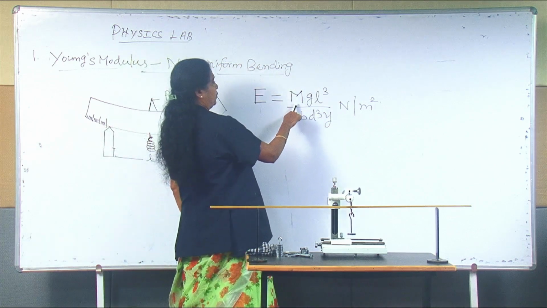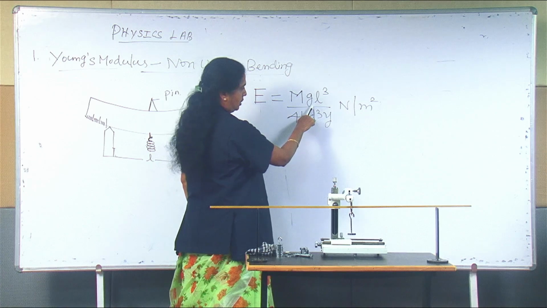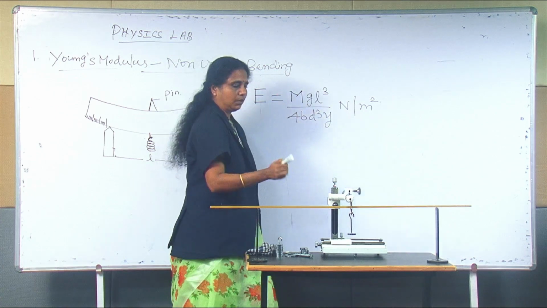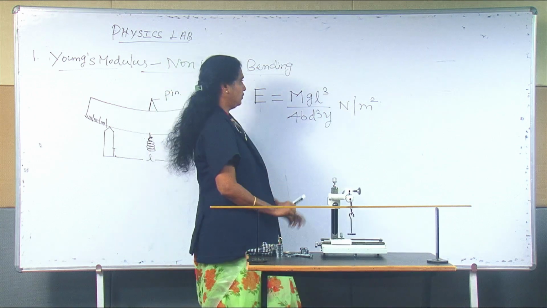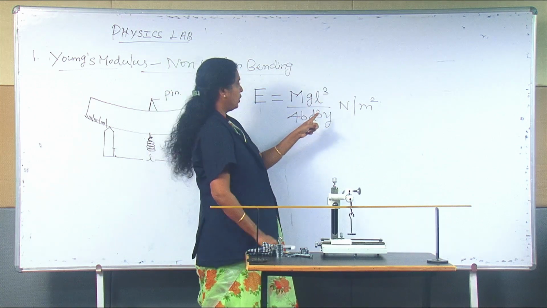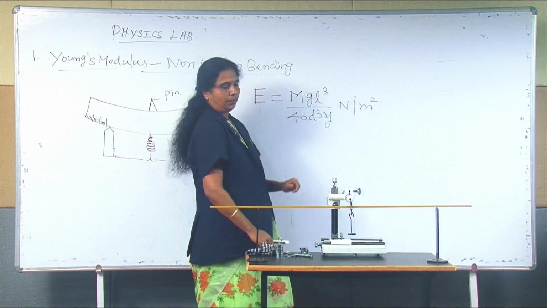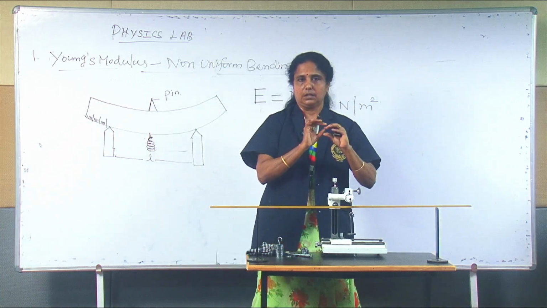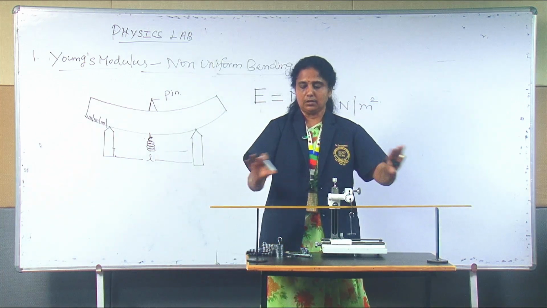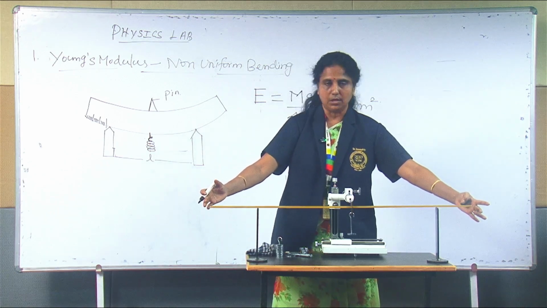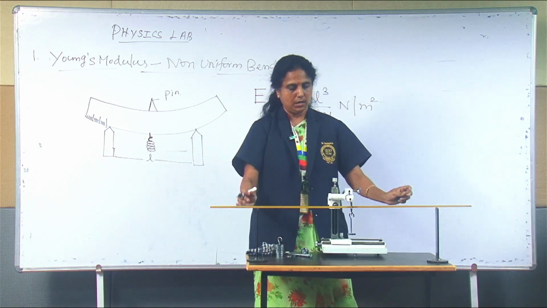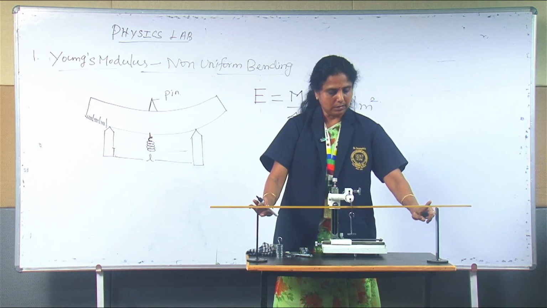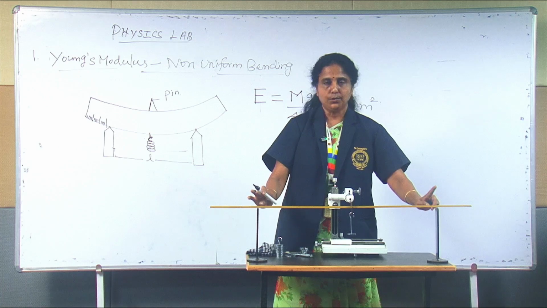You have to explain what is M, what is G, and what is L. M is nothing but the load applied, and G is the acceleration due to gravity, whose value is 9.8. And L, don't write it as the length of the rod, because the length of the rod is usually 1 meter, a 1 meter scale or 100 centimeter. You have to write that length is nothing but the distance between the two knife edges.